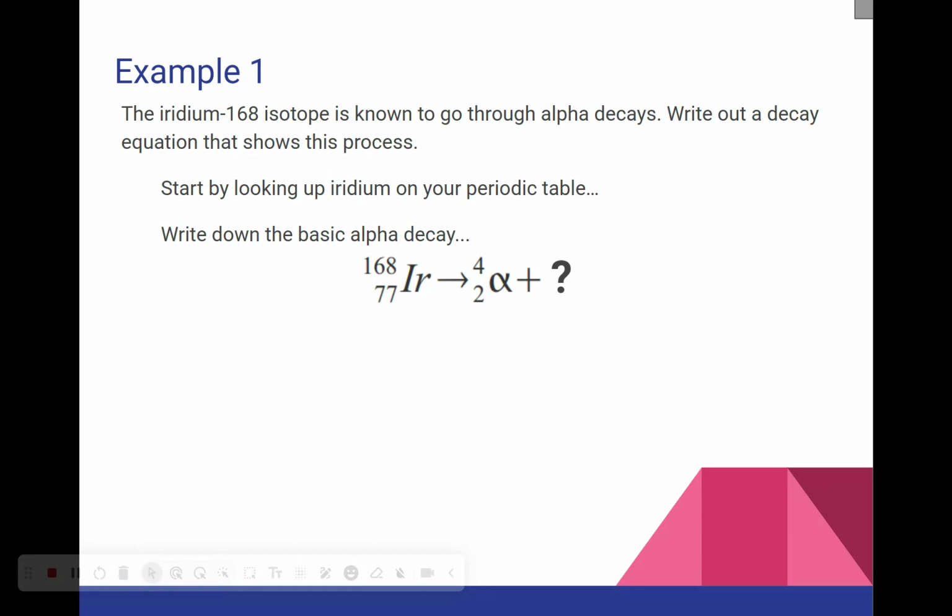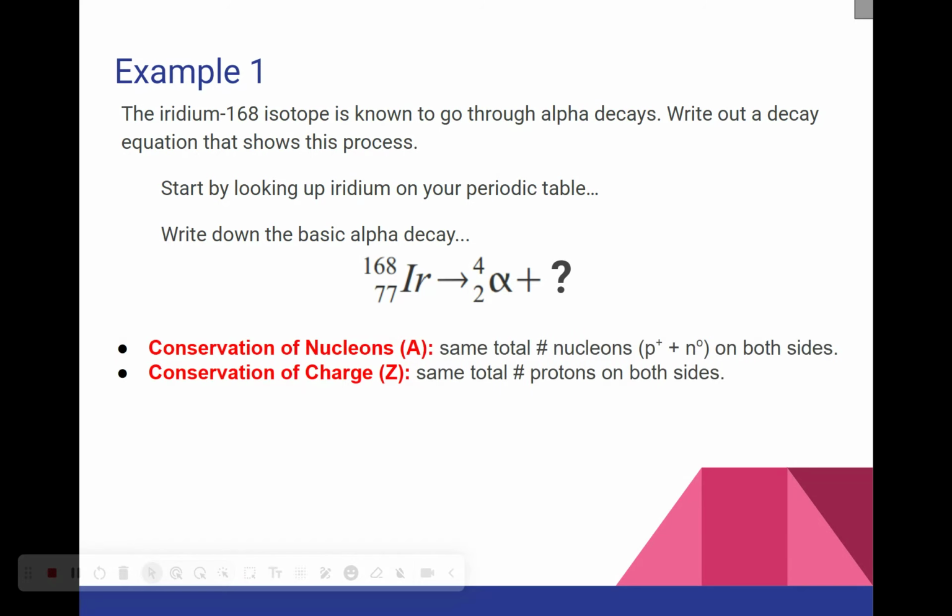And I also know that something else has to be left behind, because although the iridium ejected this helium, most of what was there is still left behind. So I've got to figure out what it is. For this, I use conservation of nucleons and conservation of charge. Conservation of nucleons is me looking at the values up at the top.